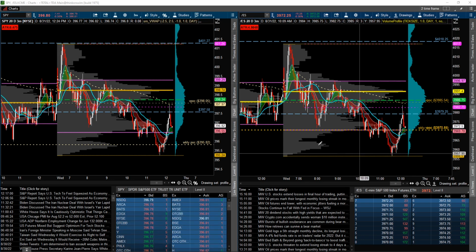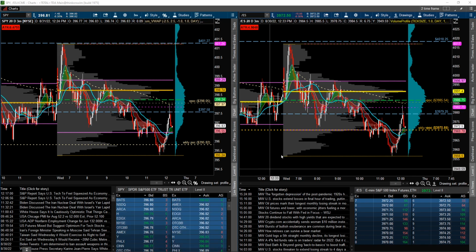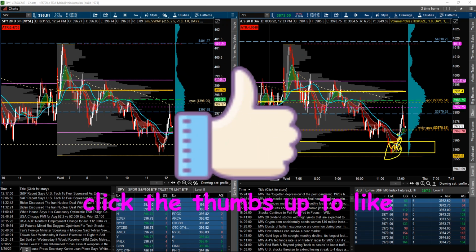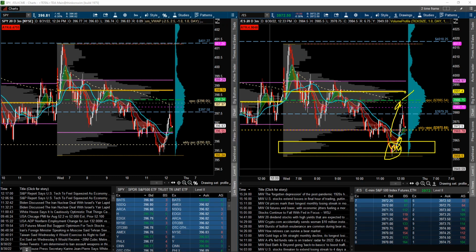Same here on the ES, the E-mini S&P 500. You see the same thing, building up volume here. So you basically got a lot of legs short, trying to short it here, and then once they squeeze it, these guys run for cover, and they pump it up to the VWAP and then come back down.